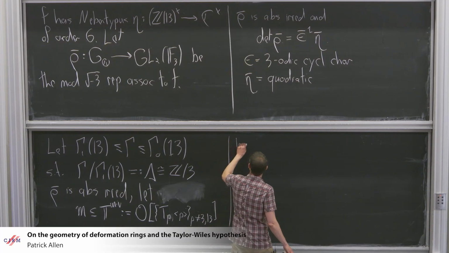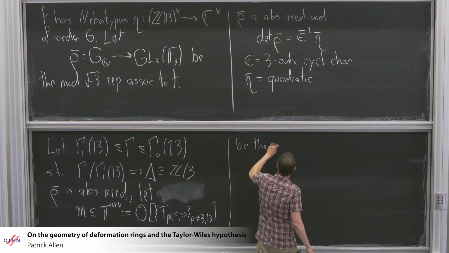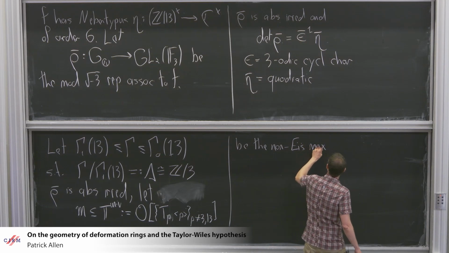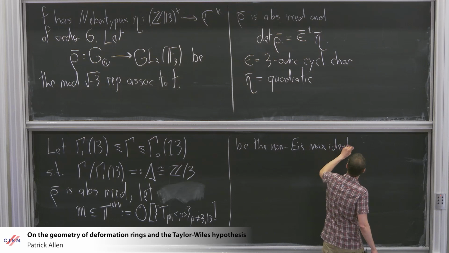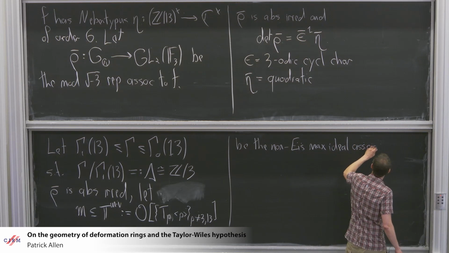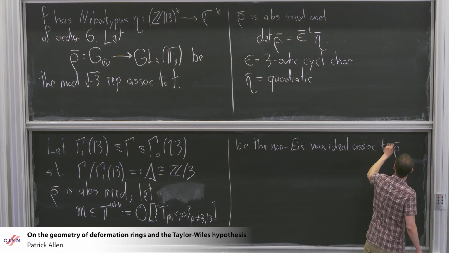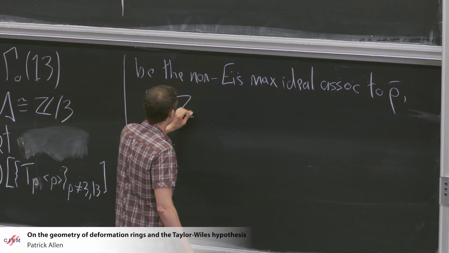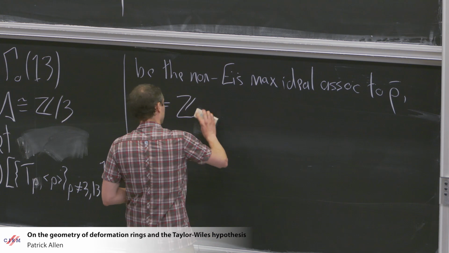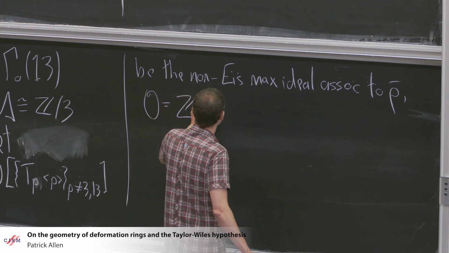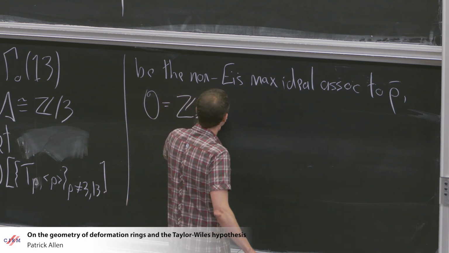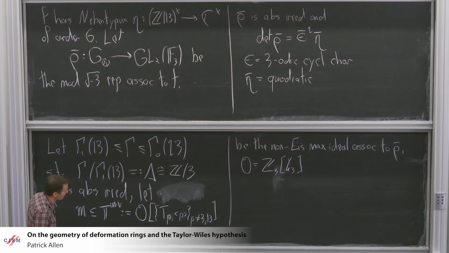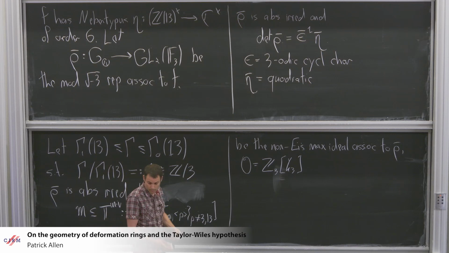B, the non-Eisenstein maximal ideal associated to rho bar. And here my O, this will be my coefficient ring, which in this example will be just the root 3 adic completion of the ring of integers of the coefficient field of my modular form, which is the same thing as Z3 adjoin a primitive third root of unity, say.